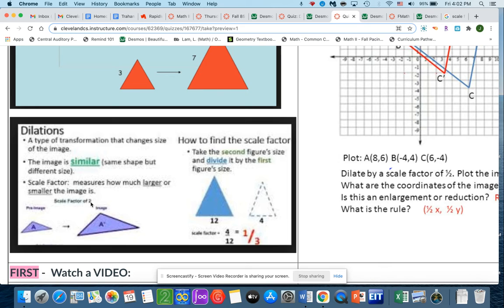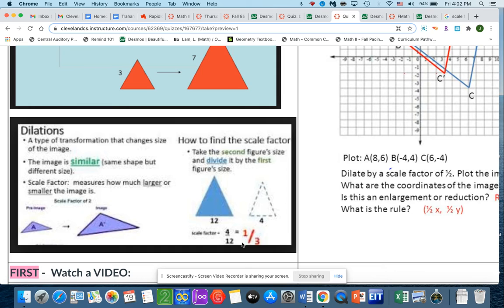When your scale factor is less than 1, you have a reduction. When your scale factor is greater than 1, you have an enlargement. This one over here is showing you take the second figure, which is your after transformation, and divide it by the first figure, which would have been your before, your pre-image. So they're saying this is the transformation that took place, 4/12. And notice you can tell by the pictures also that this is a reduction. This is an example of a fraction where the value is less than 1.